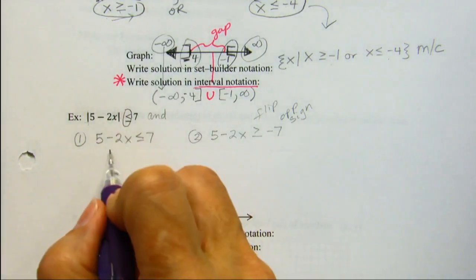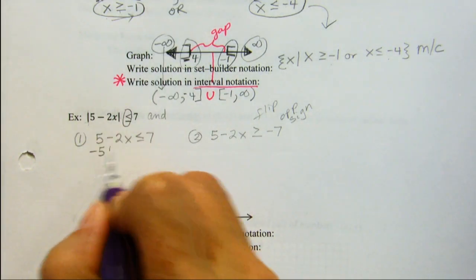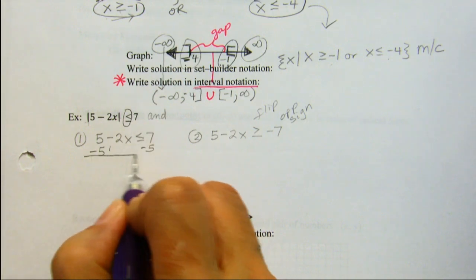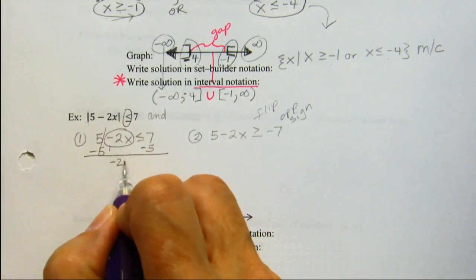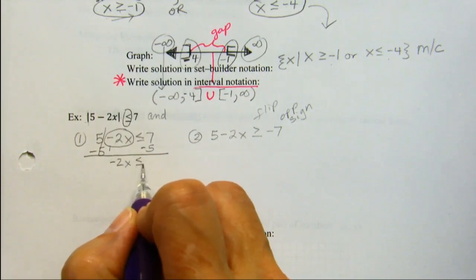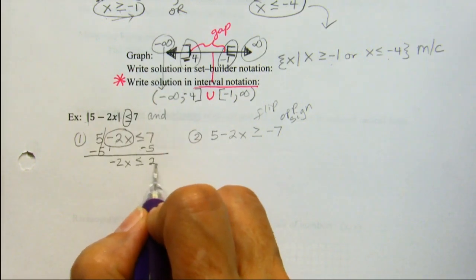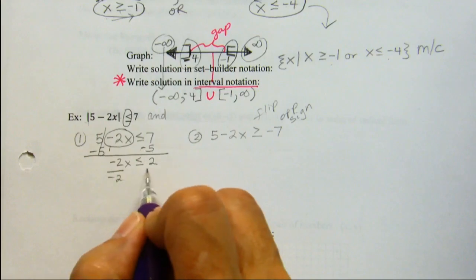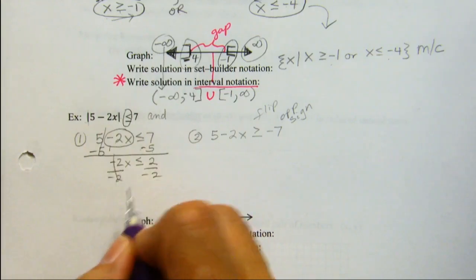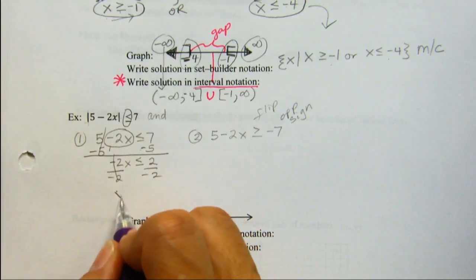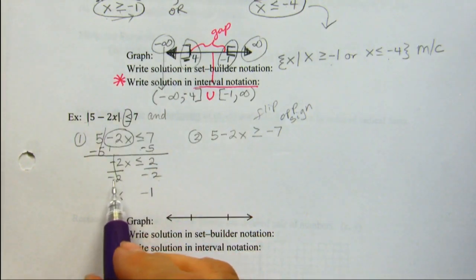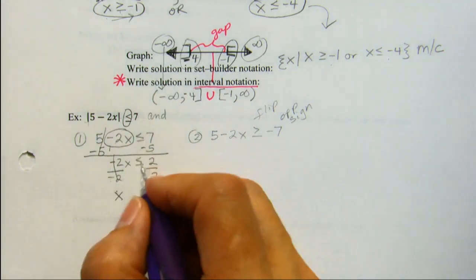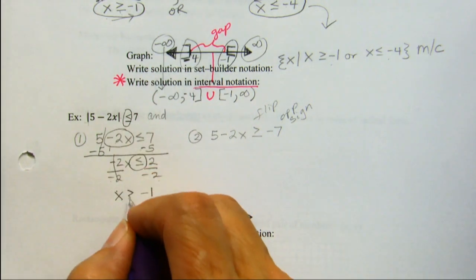Okay, solving them, subtract 5 on both sides. That 2x is negative, don't forget the sign to the left. Less than or equal to 7 minus 5 is 2. Divide by negative 2x. 2 divided by negative 2 is negative 1, but I divided by a negative, so I need to flip my inequality.